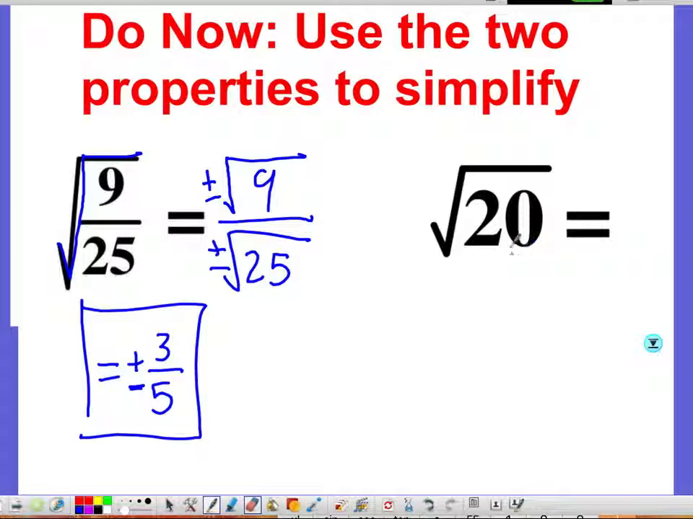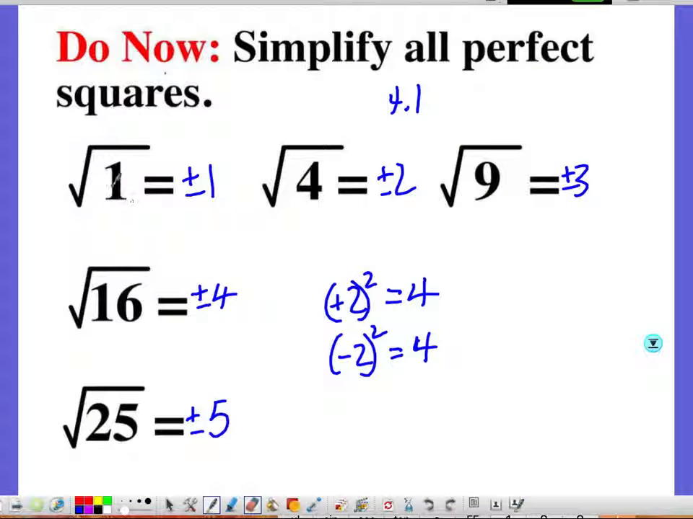Now, what about the product property? Well, take a look at this. Here we have the square root of 20. Well, is that a perfect square? We went from the square root of 16 and we skipped over to the square root of 25. So anything between 16 and 25, they're not perfect squares. Square root of 17 is not a perfect square.